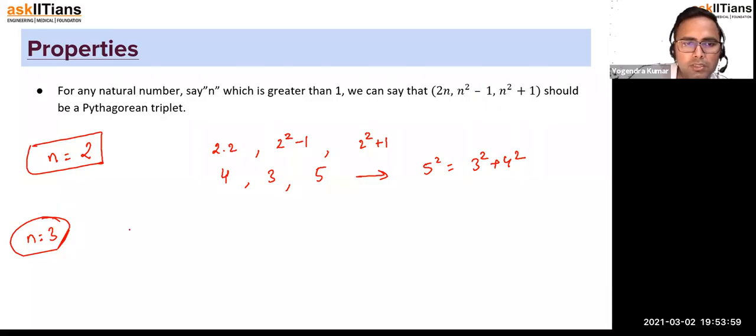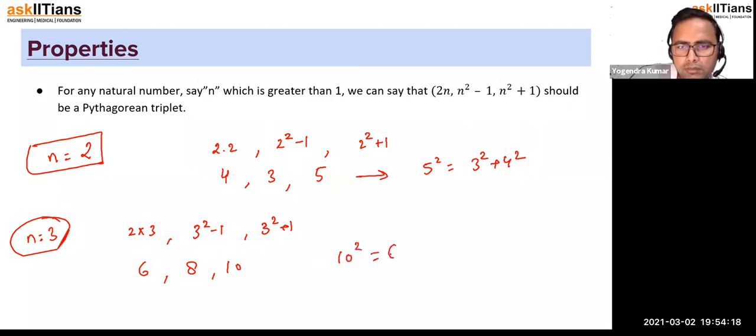I'm taking 3. So 2 into 3, and then 3 square minus 1 and 3 square plus 1. So what are we getting? 6, 8 here, and then here 10. Are they not a Pythagorean triplet? So they are a Pythagorean triplet, right? We verified. Pythagorean triplet, do you understand?